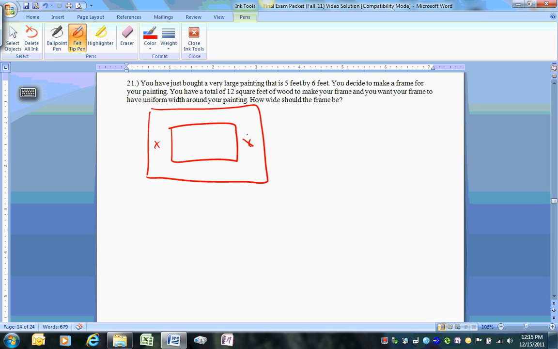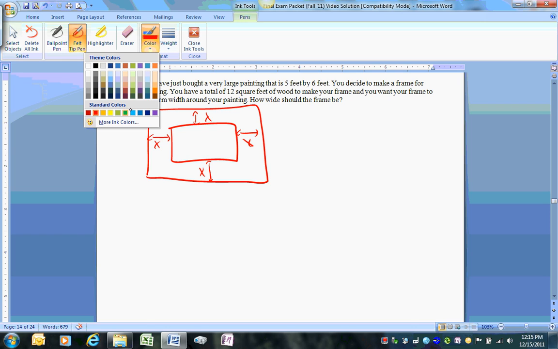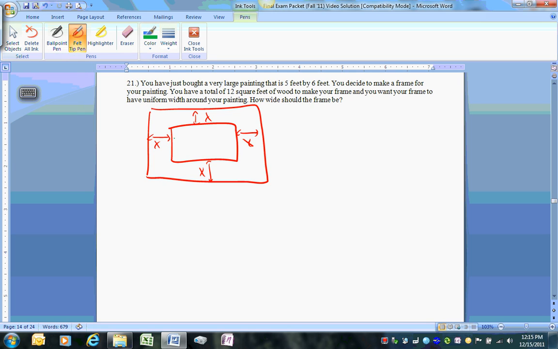That's x, x, x, x. So remember, x is like the width, all the way around. And then that's 5 from here to here, and 6 from there to there. Remember, area is length times width. So that's 5 plus 2x, one dimension, and that's 6 plus 2x, that dimension.